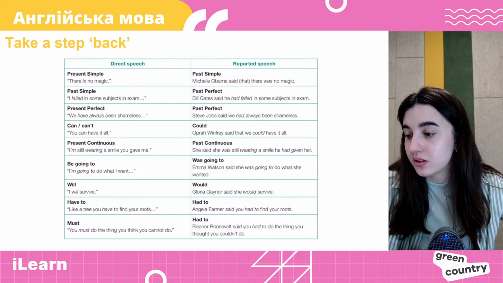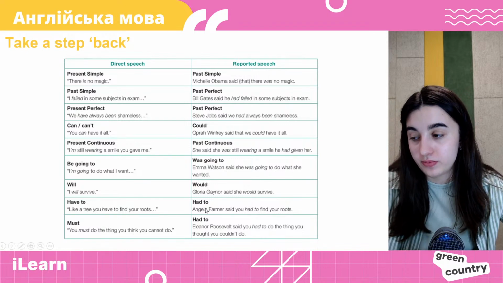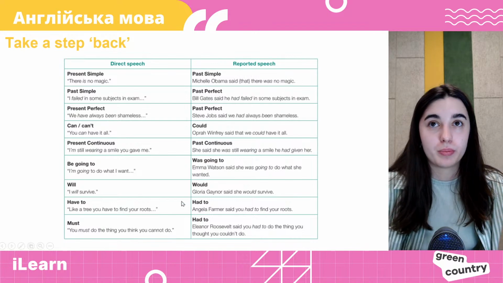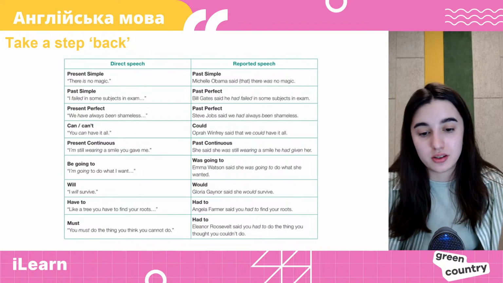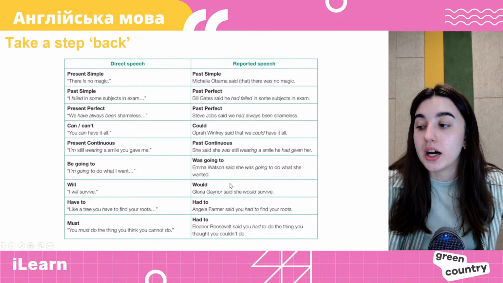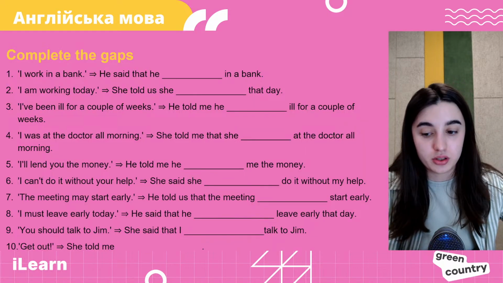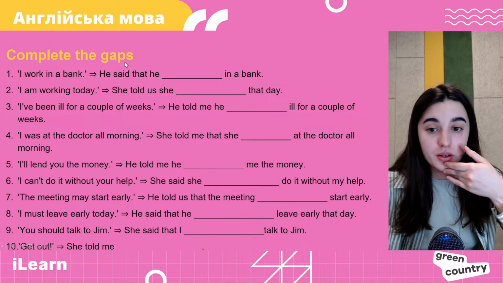So must в минулому it's had to. We can't say must in the past. So we don't say, for example, must id. No, we say had to. Okay, good.